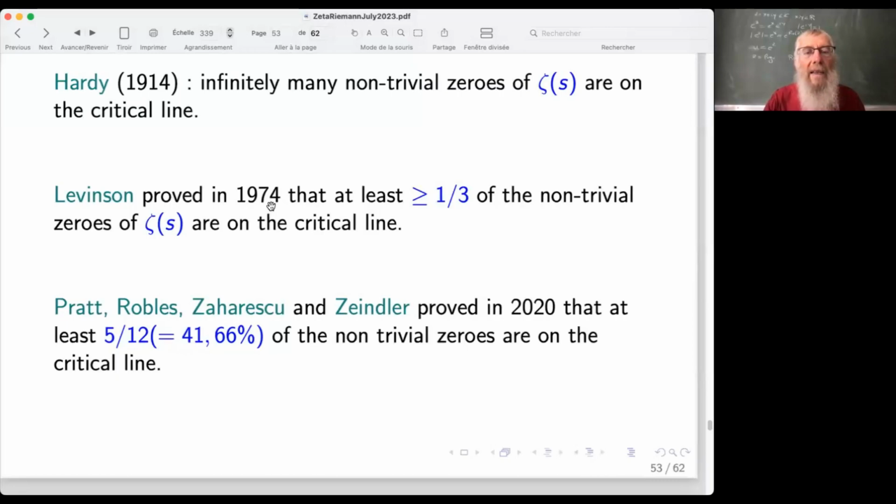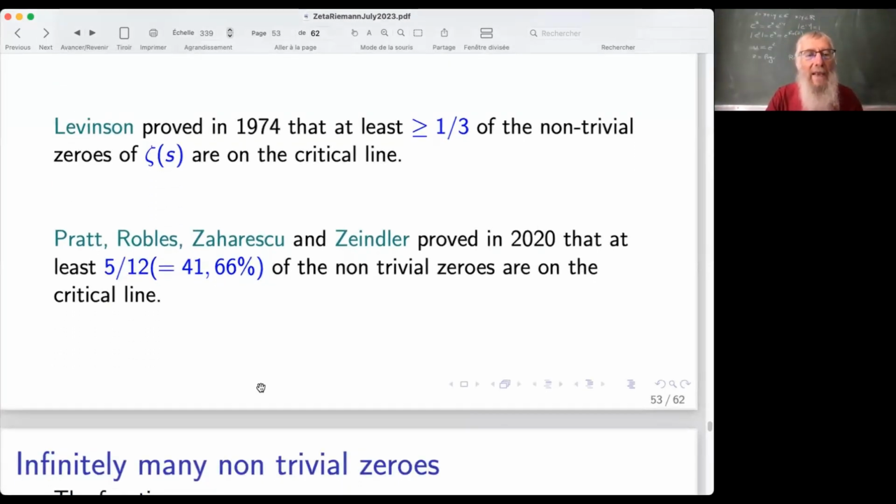Levinson proved in 1974 that at least 1/3 of the non-trivial zeros are on the critical line. And in 2020, it was proved that at least 41.60% of the non-trivial zeros are on the critical line. So we are not yet at half of the zeros. But even if we prove that 100% of the zeros are on the critical line, it could be that there are infinitely many which are not on the critical line. So this is the state of the art.